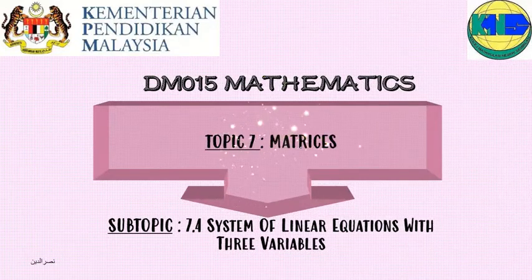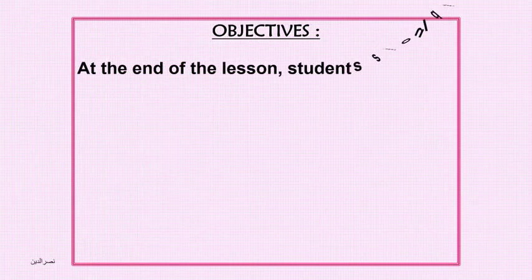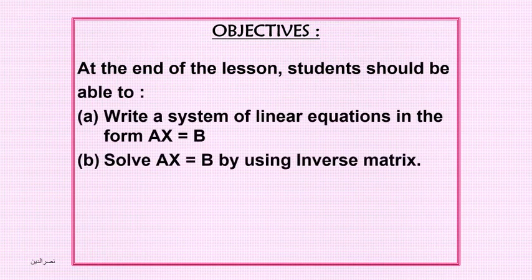Bismillahirrahmanirrahim. Subtopic 7.4: System of linear equations with three variables. At the end of this lesson, students should be able to write a system of linear equations in the form of AX equals B and solve it by using the inverse matrix.